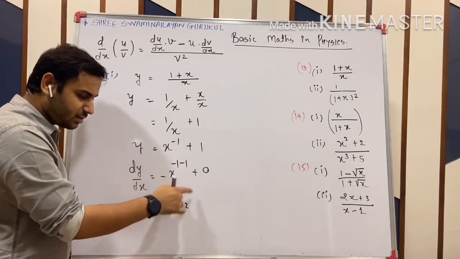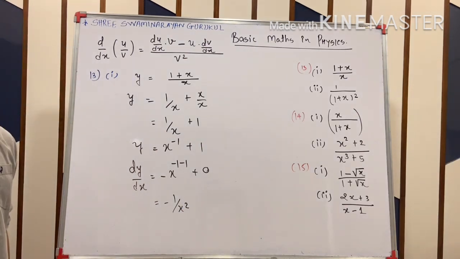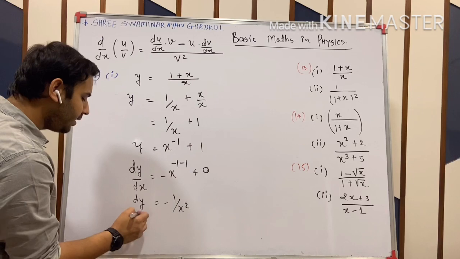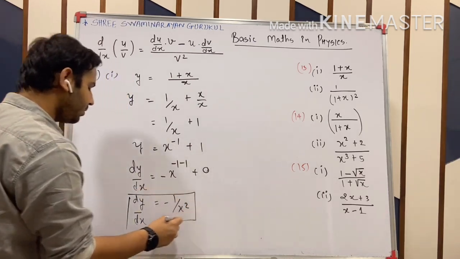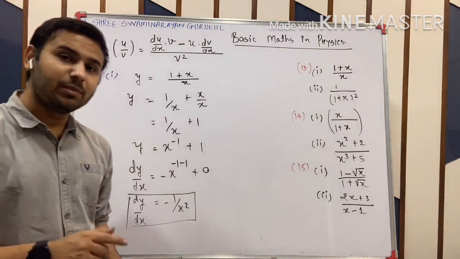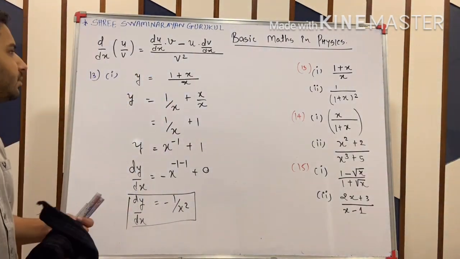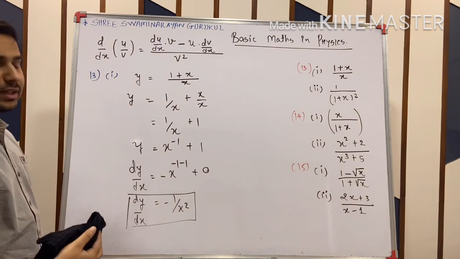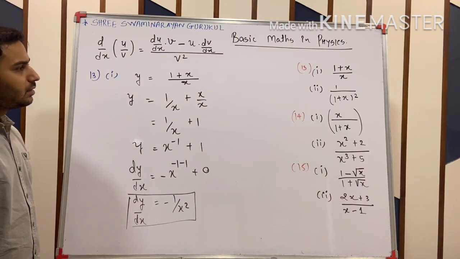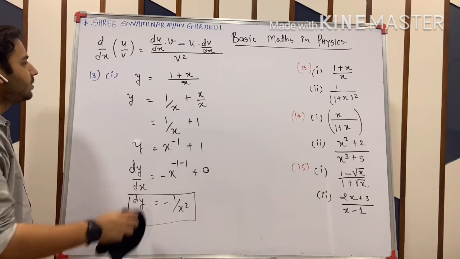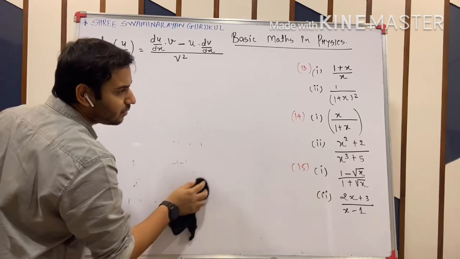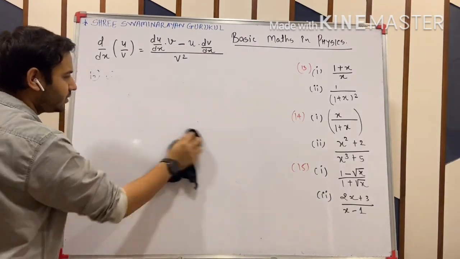This is x raised to minus 2; in the denominator it will become plus. So this is your final answer of dy upon dx, minus 1 upon x square. Now the next question, 1 upon 1 plus x whole square. In this we can also use the division rule, but I have done this by the simple method. I think we shall use the division rule with this 14th question.